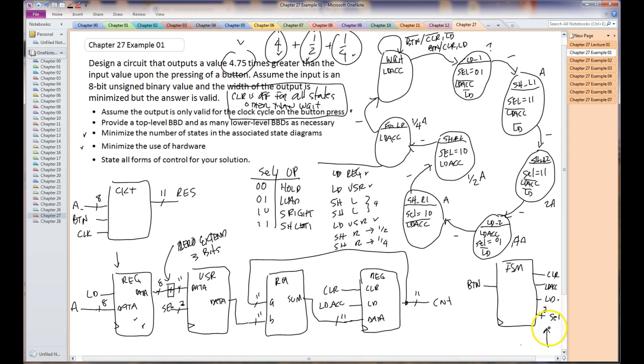The select needs to be turned on in every state that it matters. So essentially we have a select, and here it's a don't care, so I'm going to leave it out of that state. And so at this point, I'm going to take one final look at this problem. Certainly select is a don't care in that state. Clear and loads are handled. Load ACC. I need to not load ACC.